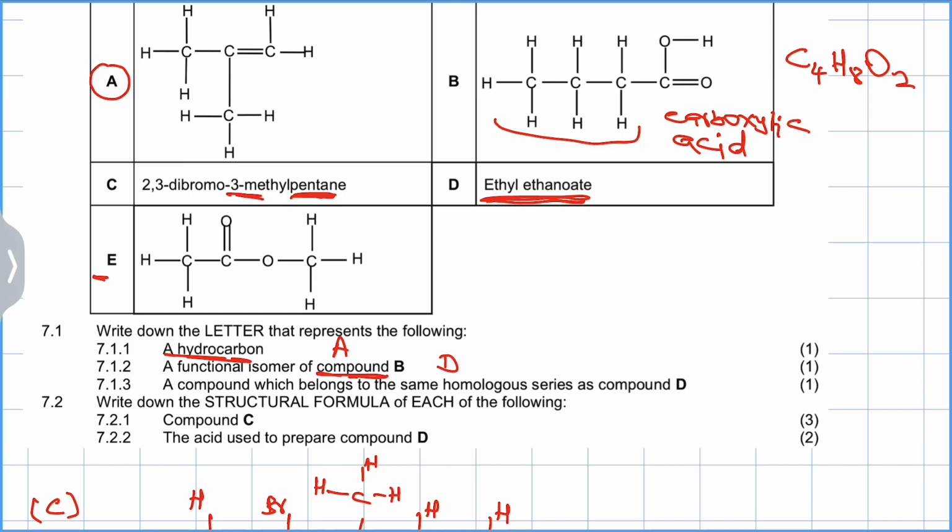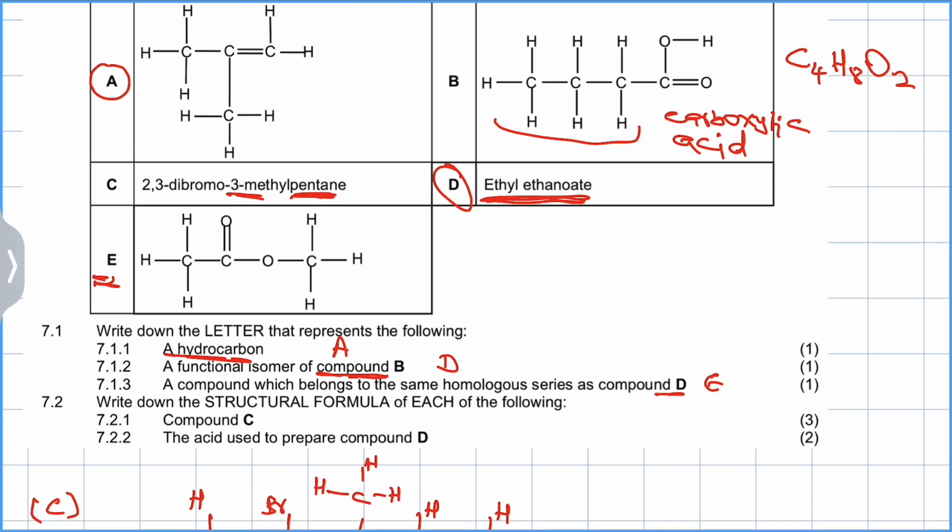Write down the letter that represents a compound which belongs to the same homologous series as D. D, as we said, is an ester, and another ester here is compound E. So that is compound E.